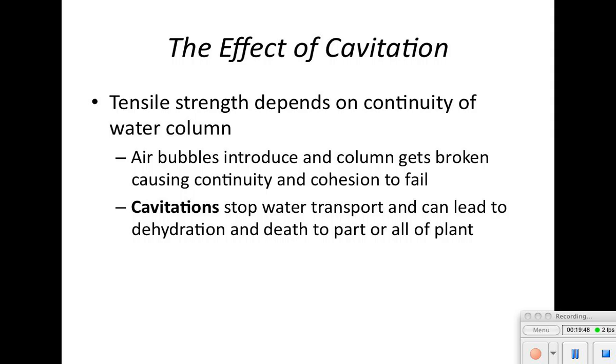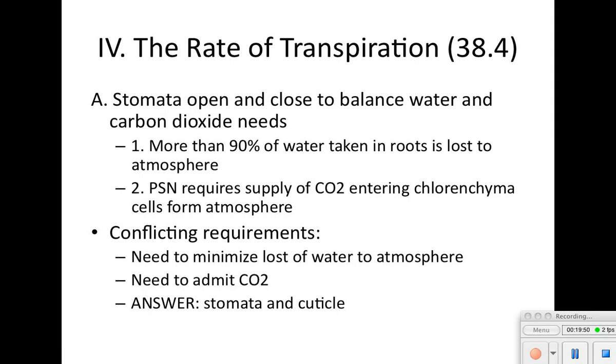Okay, rate of transpiration. Transpiration is when water vapor leaves the plant, and it usually exits through the stomata. So our stomata have the ability to open and close. They're made of 2 guard cells, and based on turgor pressure, they'll open and close. And they'll open when the plant needs carbon dioxide, but water vapor is also a byproduct of photosynthesis. 90% of the water that's taken in through the roots is lost to the atmosphere through transpiration.